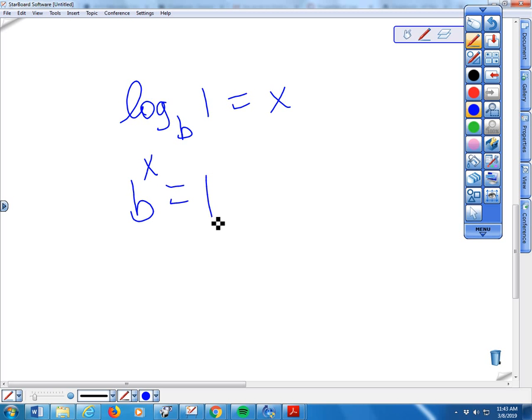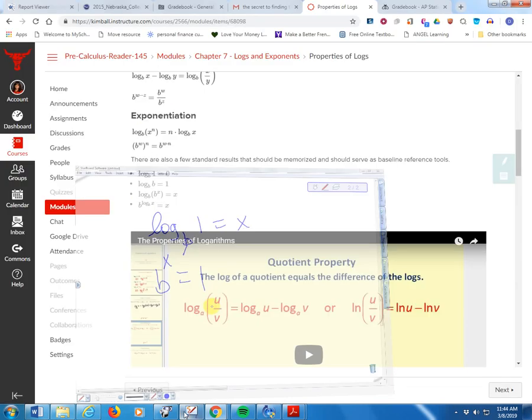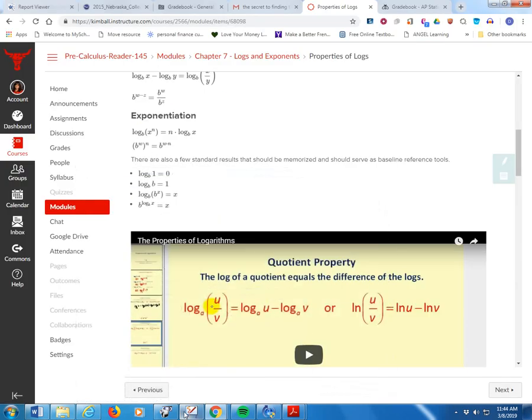Well, what is that exponent, no matter what it is? So that's why log base anything of 1 will always be 0. Log base 10 of 1, log base 3 of 1, doesn't matter what it is, always 0. Okay. Next rule, log base b of b is equal to 1.